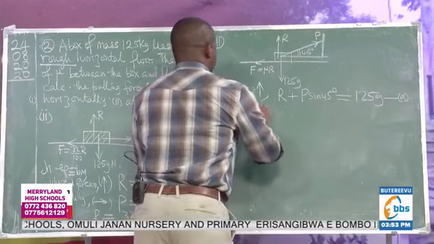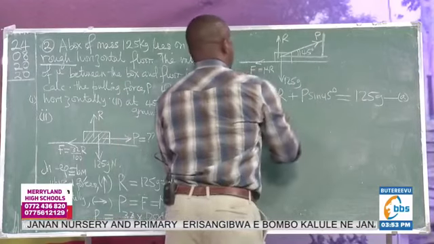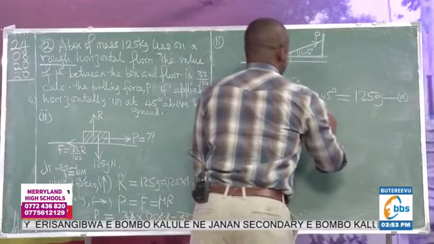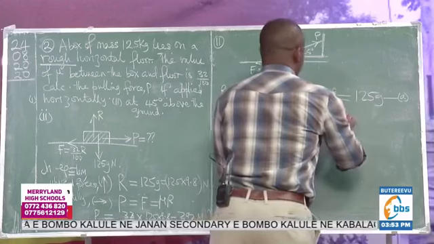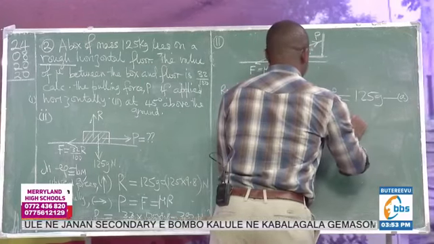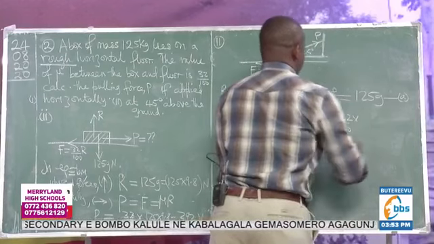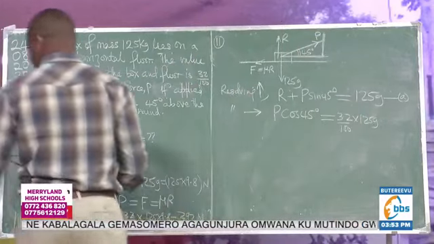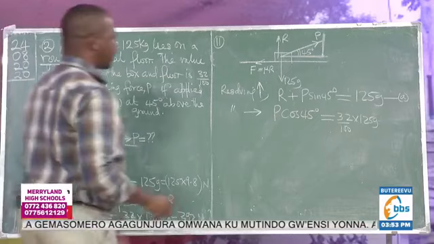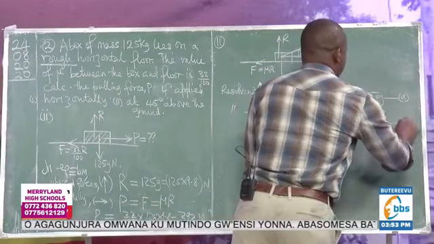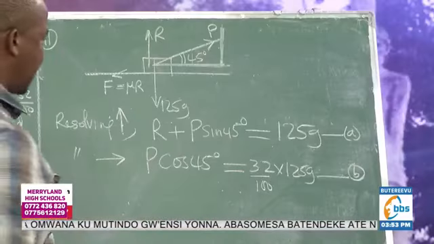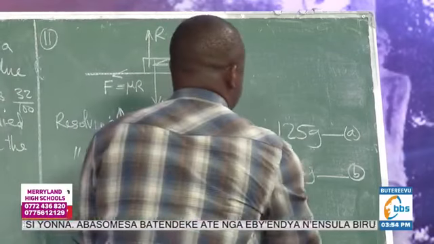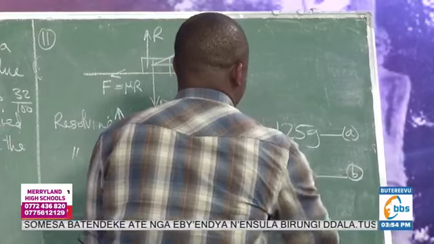Resolving horizontally, we shall have that P times the cos of 45 degrees, when we resolve along here in equilibrium, will be equal but opposite to mu, which is 32 out of 100 times the mg, 125 g. Will be equivalent to that. Therefore, you are supposed to solve these two equations by substituting. If we choose to say this remains mu R, it is faster.